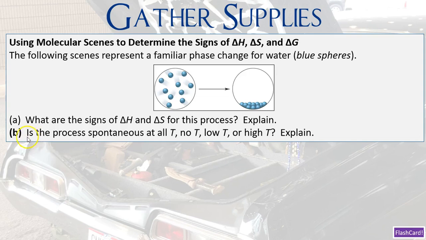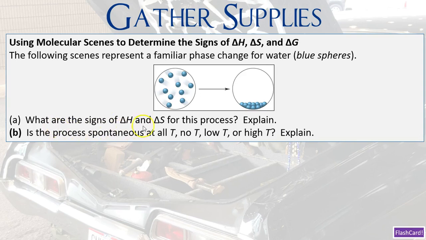And then for letter B, it says, is the process spontaneous at all temperatures, no temperature, low temperature, or high temperature? And then it also wants us to explain. So again, we have to use the relationships we just saw between delta H, S, and temperature to help us figure out the spontaneity or the delta G value. Well, let's go ahead and start with letter A.